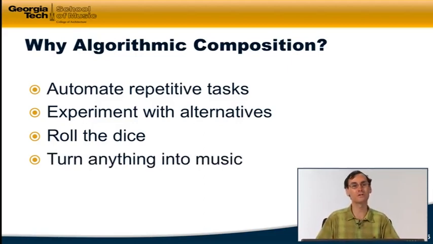And another interesting technique is to turn anything into music, to take data from some other domain, an image, stock market data, baseball scores, whatever it might be, and try to represent it in sound. And so algorithms are a very powerful way for us to take that kind of data and turn it into music, to map it onto musical parameters.